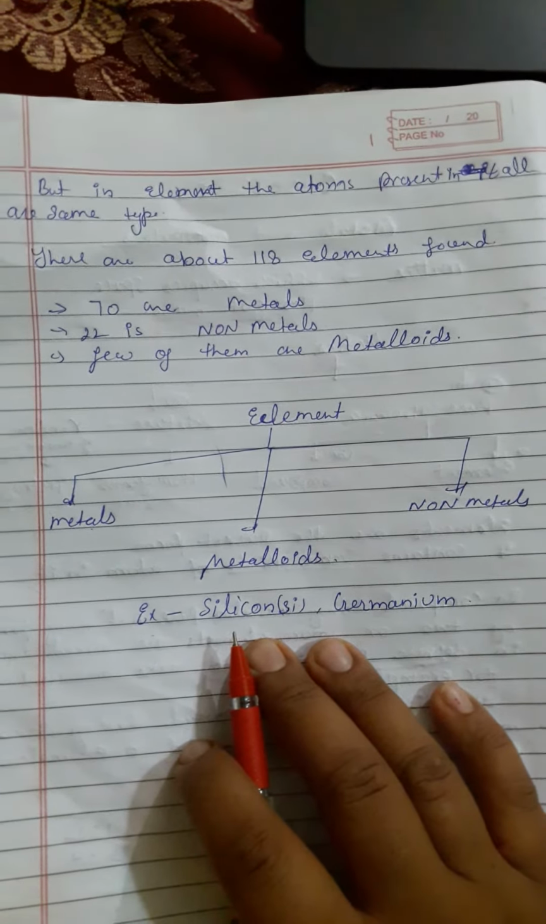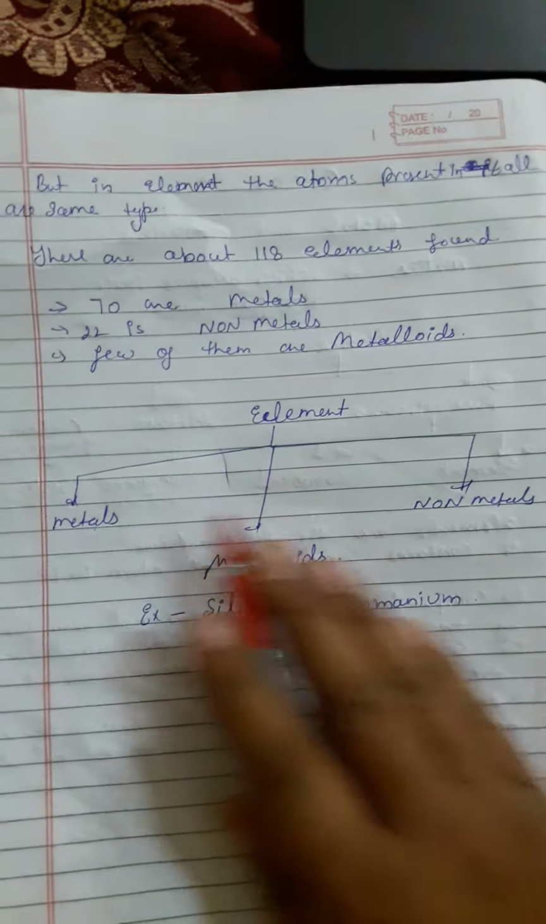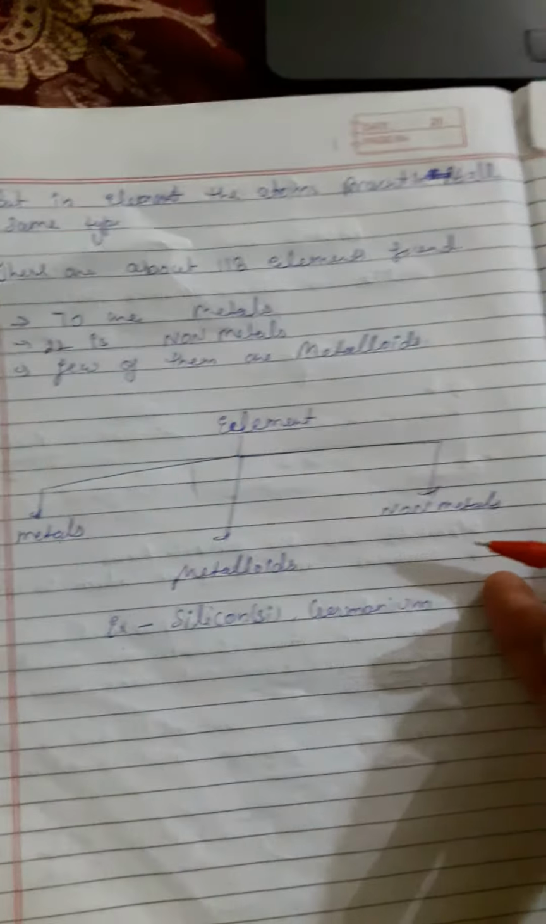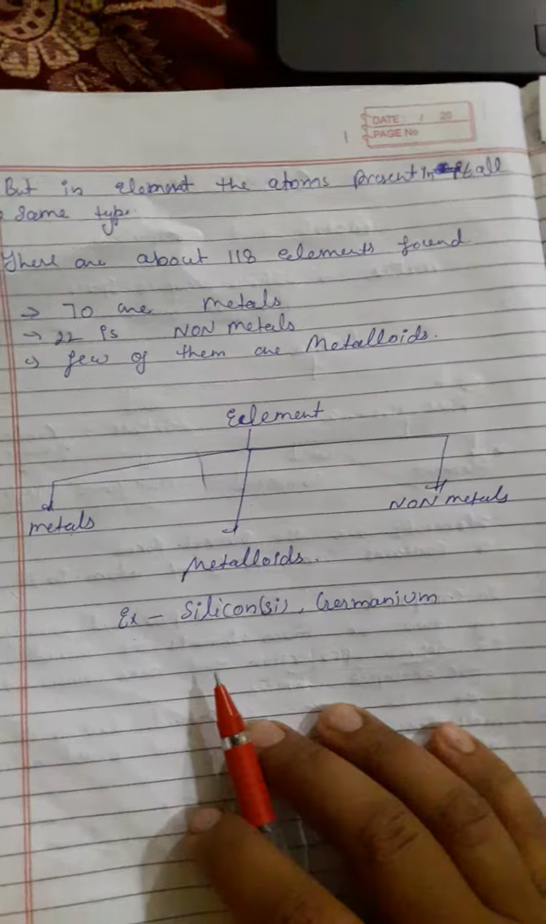What are metalloids? Metalloids are placed in between the metals and non-metals because they have properties of both metals and non-metals. And some examples of metalloids are silicon and germanium.